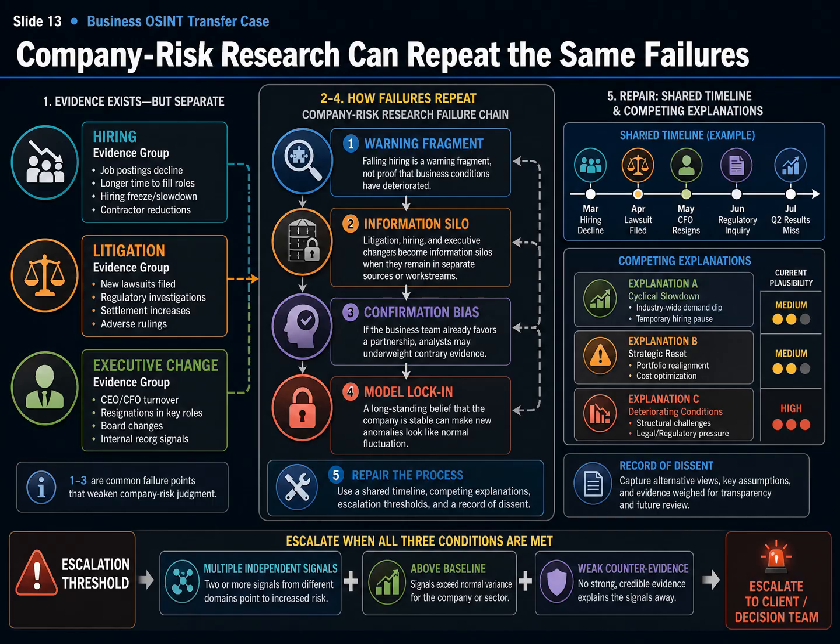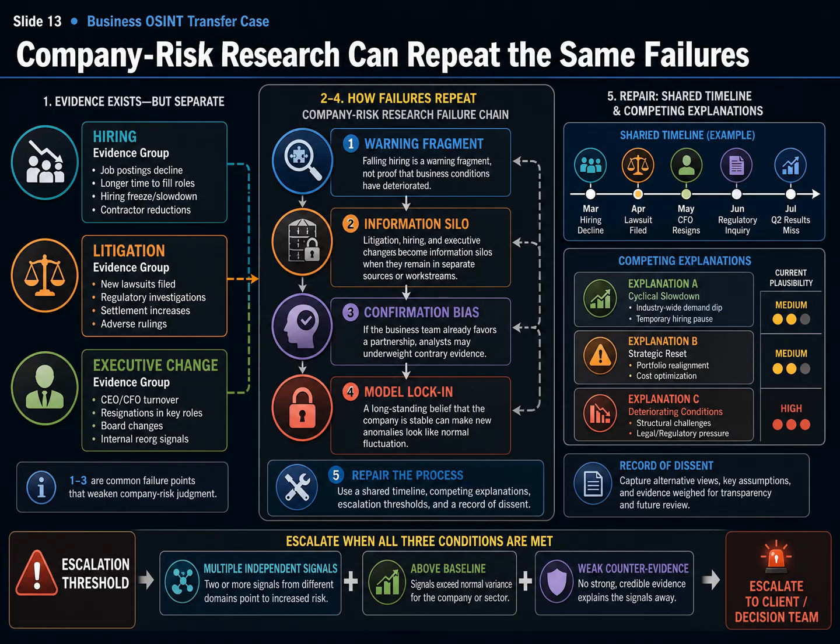Move these failure mechanisms into a company risk investigation, and they become very familiar. Suppose hiring has declined for several months. That is a warning fragment, not proof of business deterioration. If legal staff keep litigation in one system, researchers track hiring in another, and executive departures sit in a separate spreadsheet, the clues remain isolated. Each may look weak alone. Together on one timeline, they may change the risk picture.